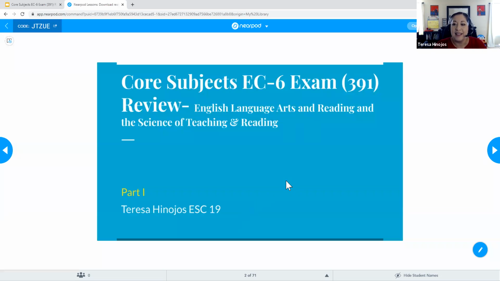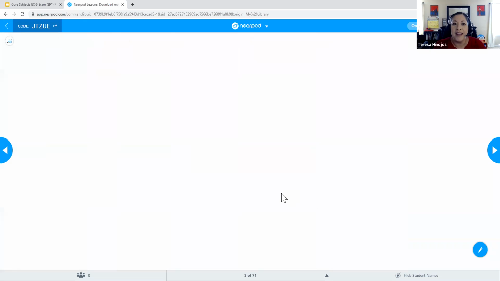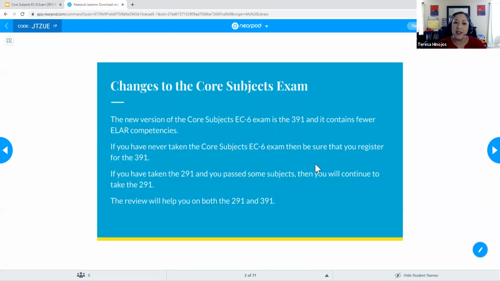And this is just a warning here that there were changes to the Core Subjects exam. And so the current version, or should I say the new version, is going to be number 391. So if you have never taken the content exam for Core Subjects EC-6 before, ever, when you register for it and take it this first time, you want to make sure that you are signing up for the 391.